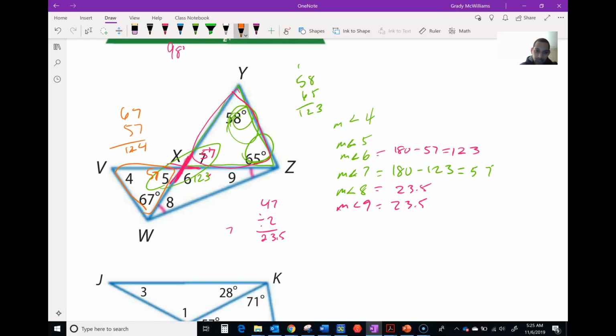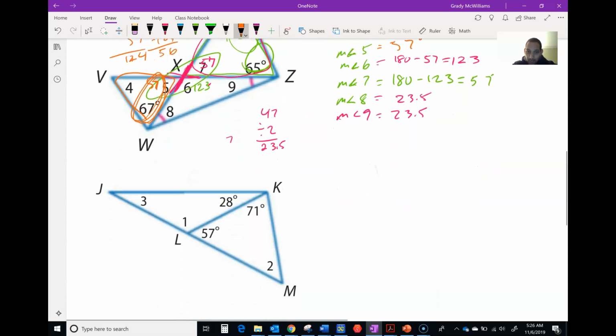So most people would just add these two and subtract it from 180. So these two together is 124. 180 minus 124 is 56. So it looks like angle 4 is going to be 56. Angle 5 is going to be 57. That was kind of convoluted, I understand, but hopefully you got the idea.